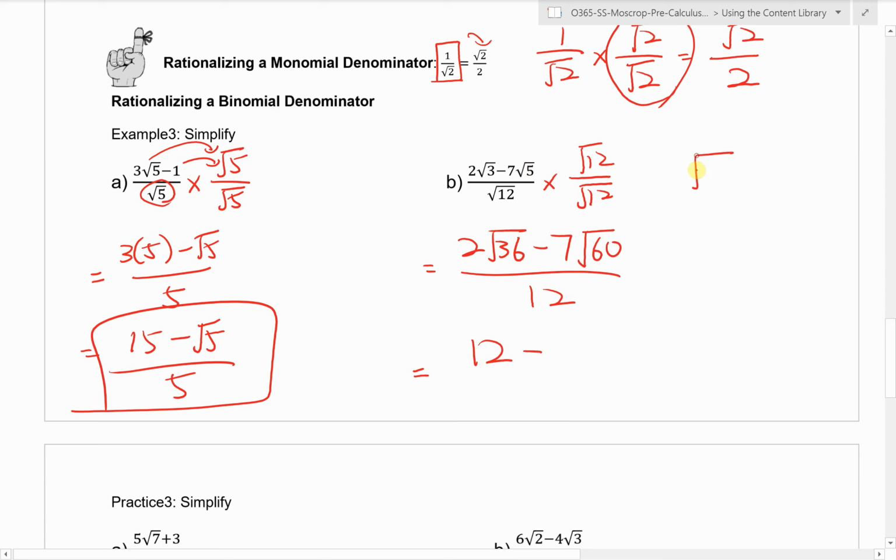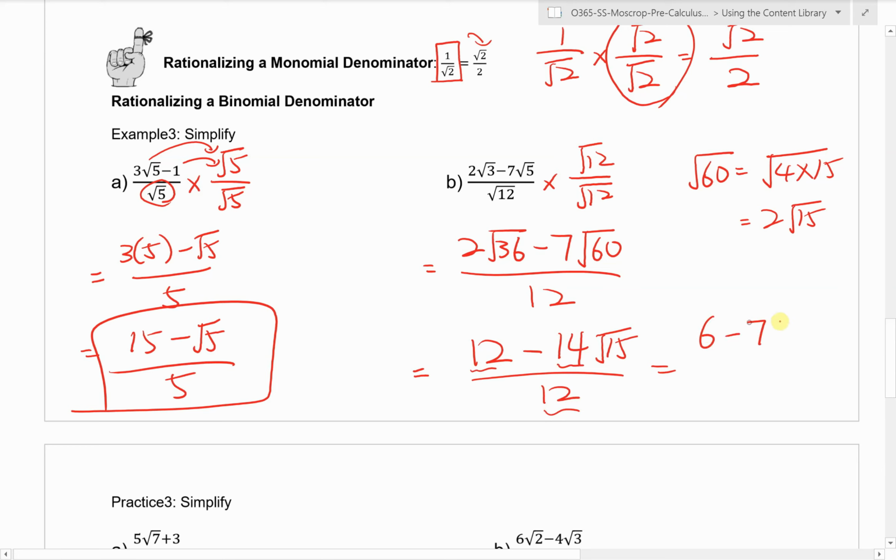60 is the same as 4 times 15, so this is the same as 2 root 15. Negative 7 times 2 is negative 14, and root 15 is just root 15. There's nothing we can do about that. There's no more perfect square factor there, over 12. Now you can see that's 12, that's 14, that's 12. We can reduce it by dividing everything by 2. So you get 6 minus 7 root 15 over 6.